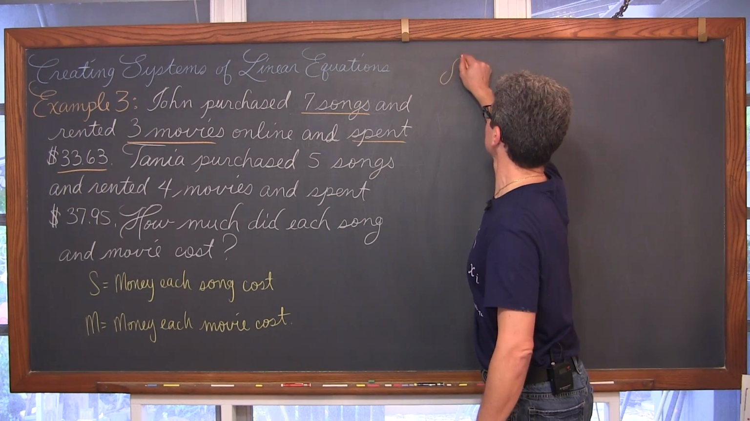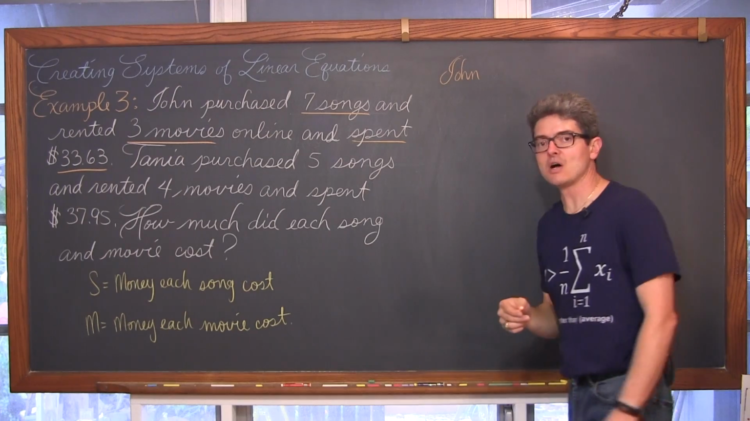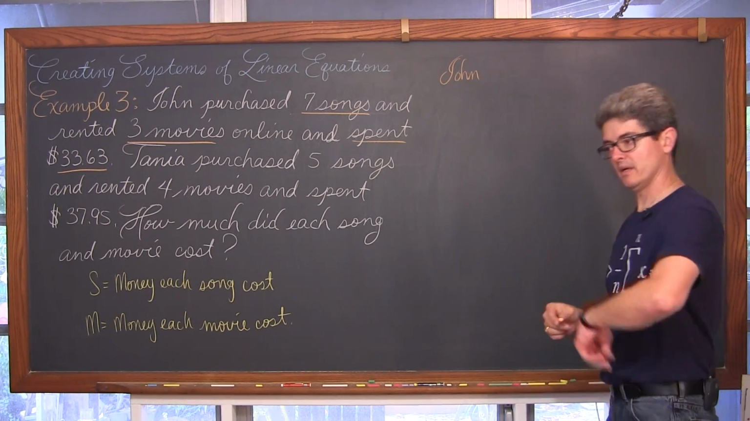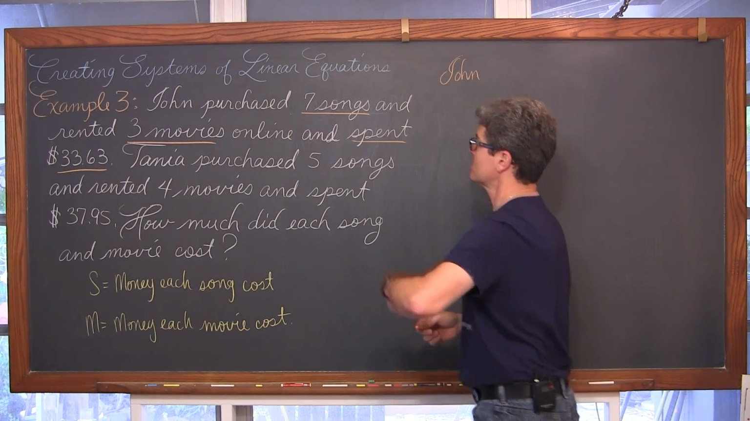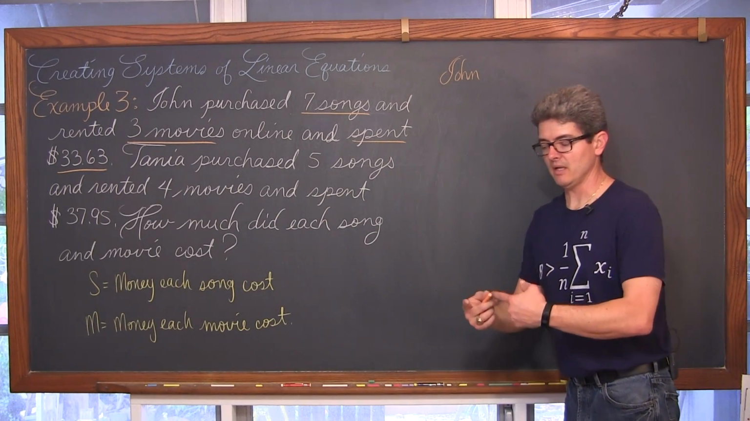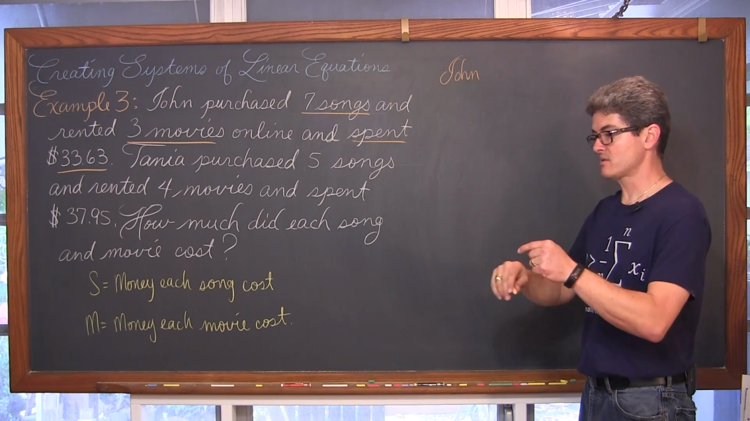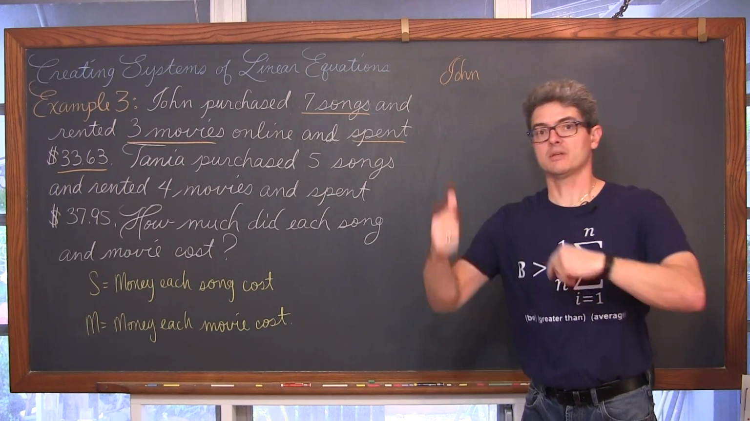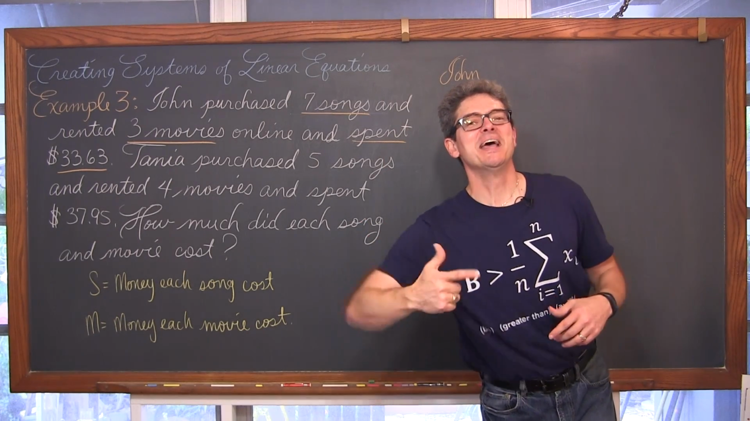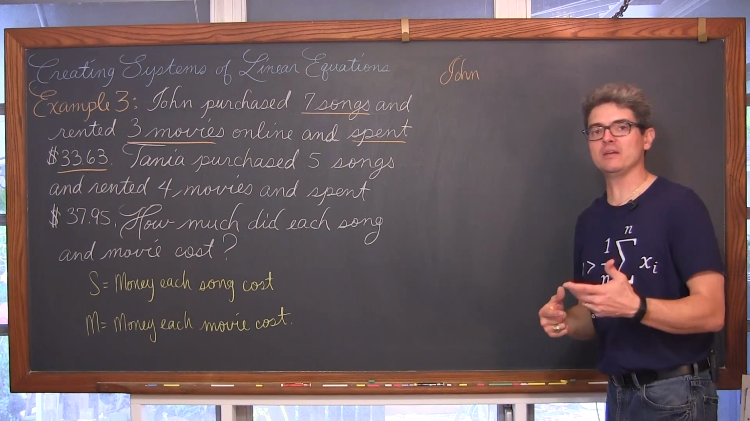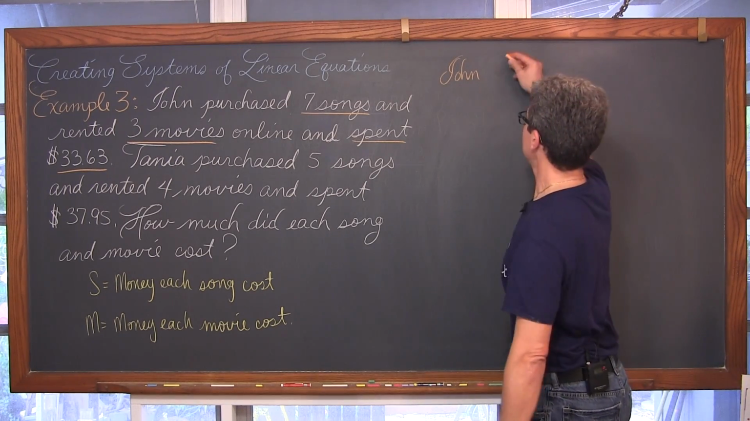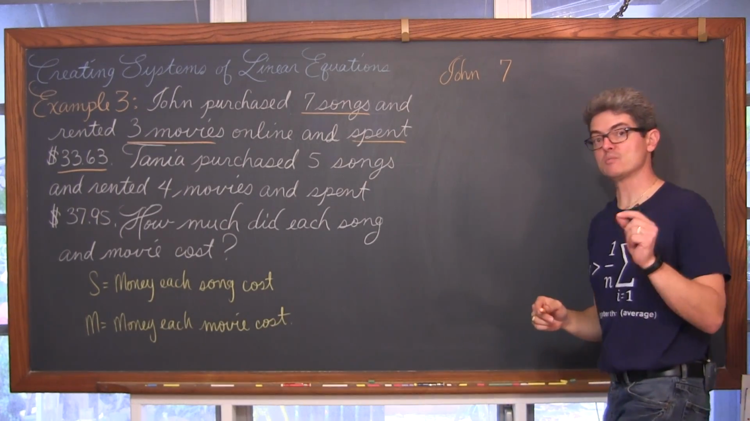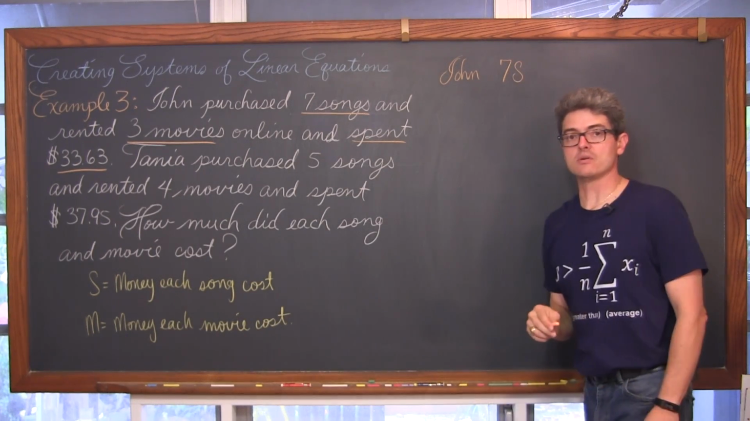So we're going to write an equation related to what's going on with John. What is going on with John? Well, he bought 7 songs, and every song he buys is costing him money. So whatever that unknown value is, it's something plus something plus something, 7 times. Adding something together 7 times, repeated addition, is multiplication. So that is going to be 7 times S, how much money each one of those songs cost.